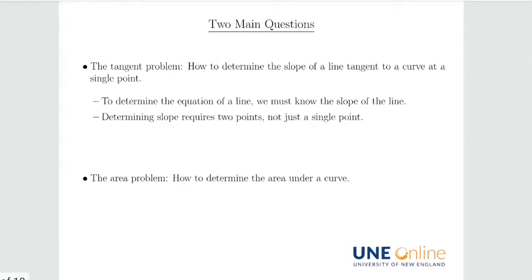So the two main questions that calculus addresses is, one, the tangent line problem. How is it that we determine the slope of a line tangent to a curve at a single point? And the single point here is the crux of the problem. Recall this: to determine the equation of a line, we must know the slope of that line. But determining slope requires 2 points and not just a single point. So calculus will address how we can find the slope at a single point.